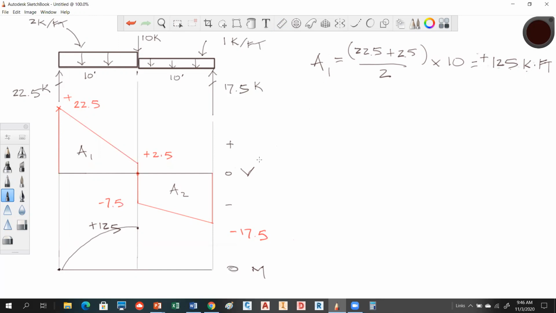So then the area final is going to be the area of 1 plus the area of 2. This guy has to go back down to 0, okay? Because it has to start at 0 and it has to end at 0. So the area of 1 is 125. We're going to add to that negative 7.5 minus 17.5 divided by 2 times also 10. If that doesn't equal 0, we've got a problem.